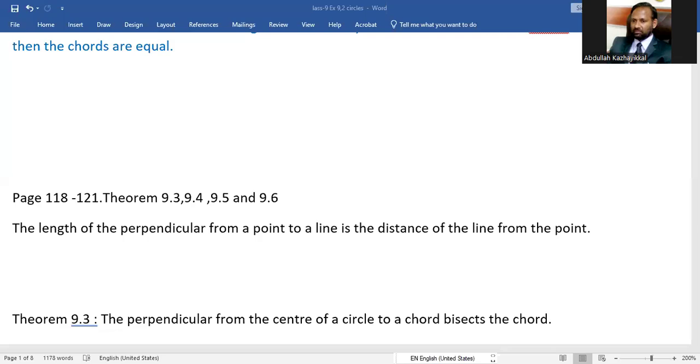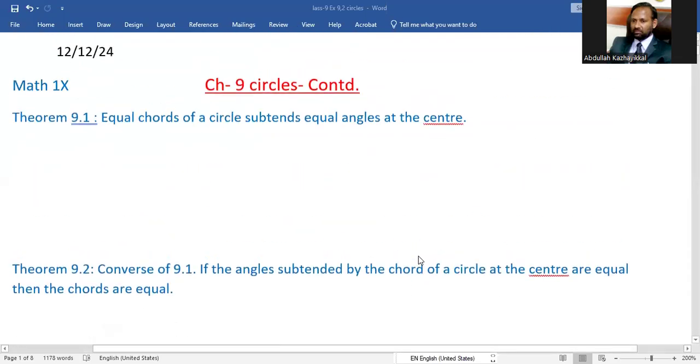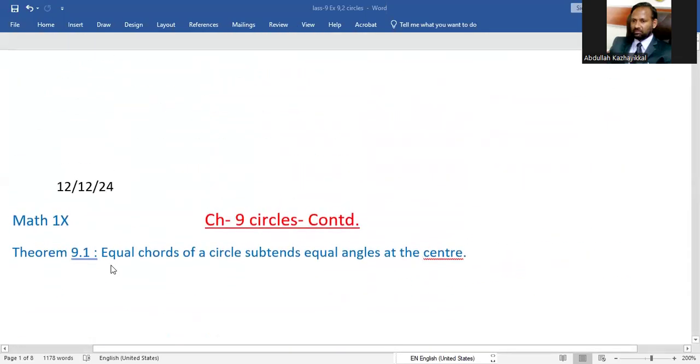Equal chords of a circle subtend equal angles at the center. Let me share the screen. You will understand this. Look here. Circles continue. That means before also we discussed circles. Many things: chord, segment, sector, diameter, arc. Anyway, today it is very nice.